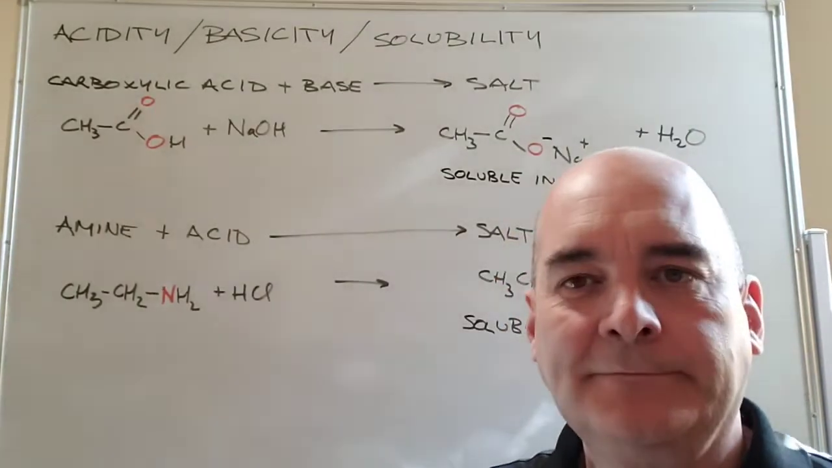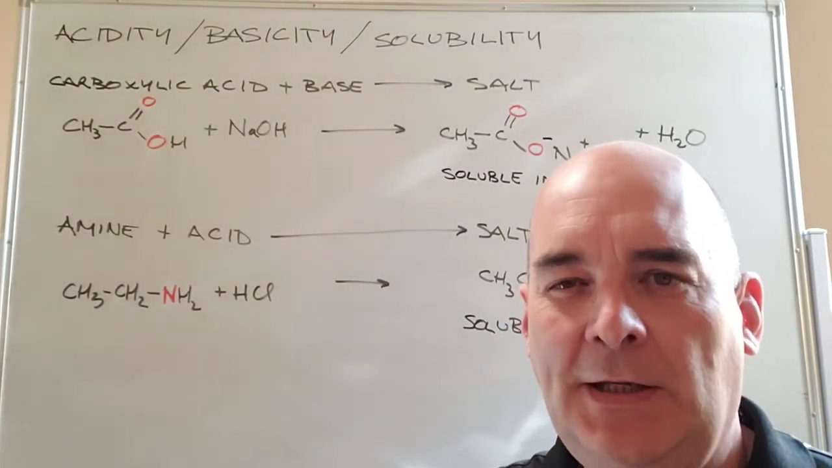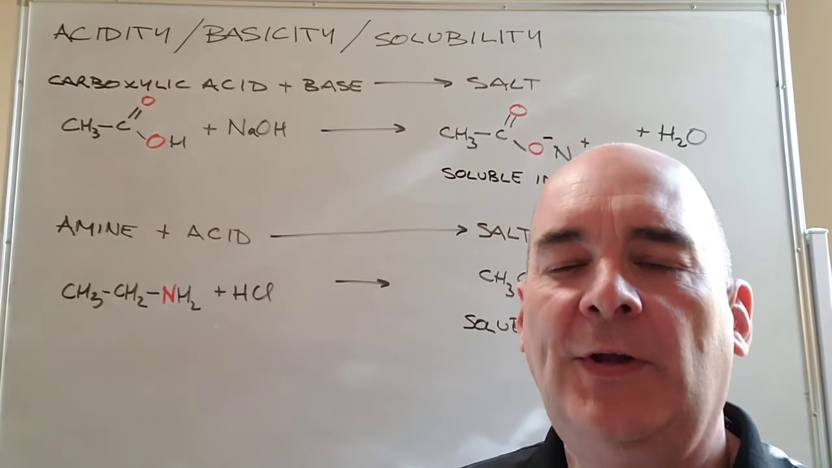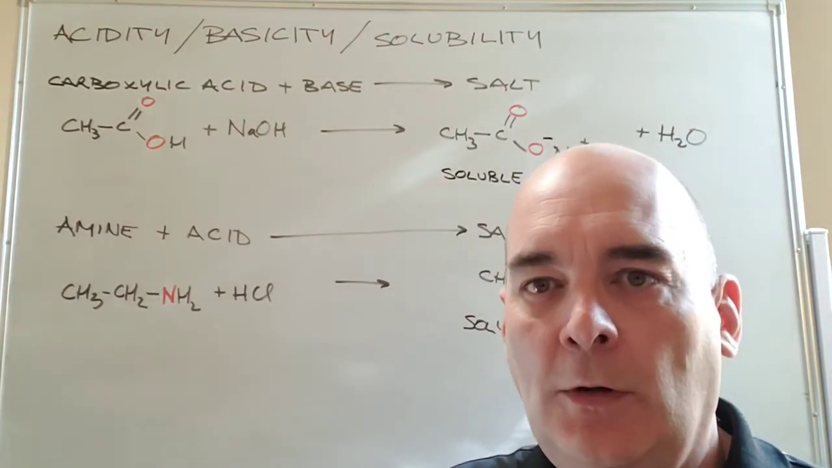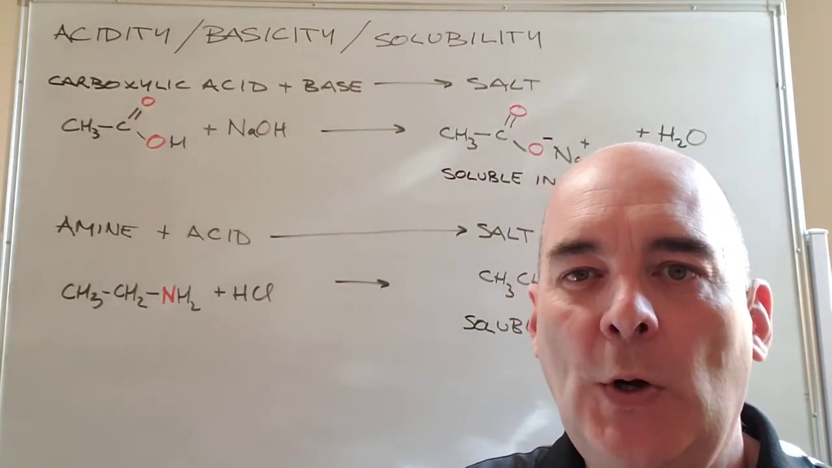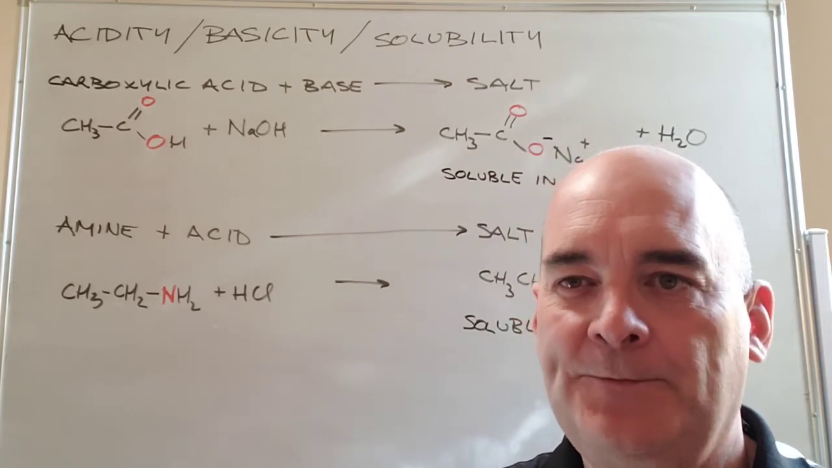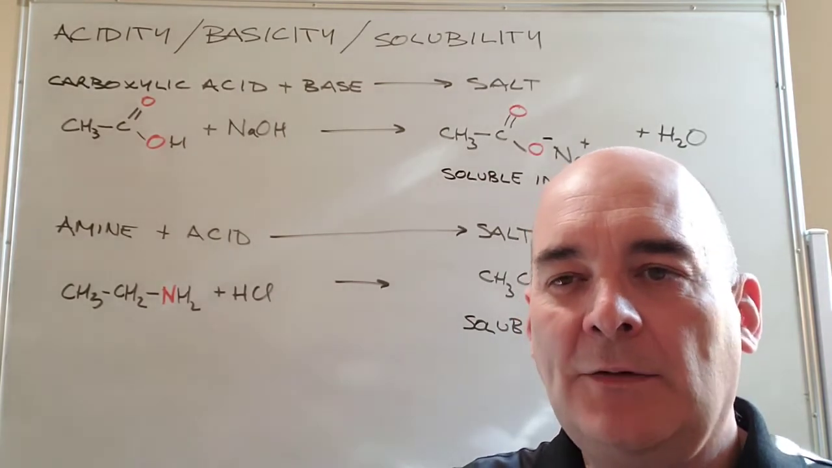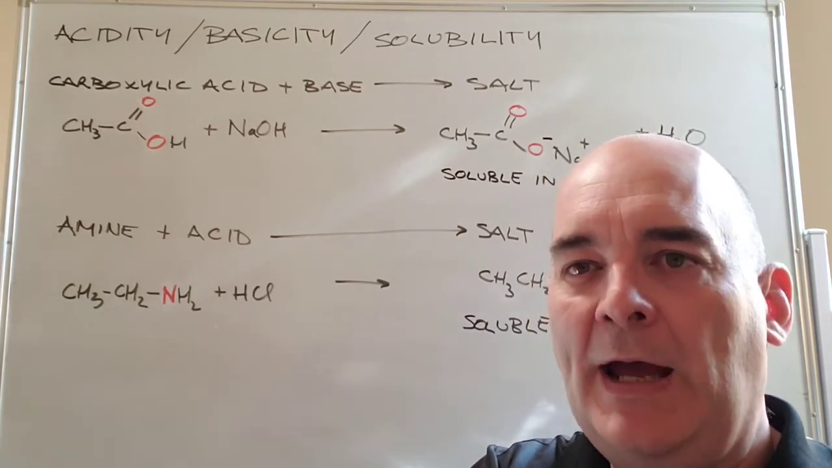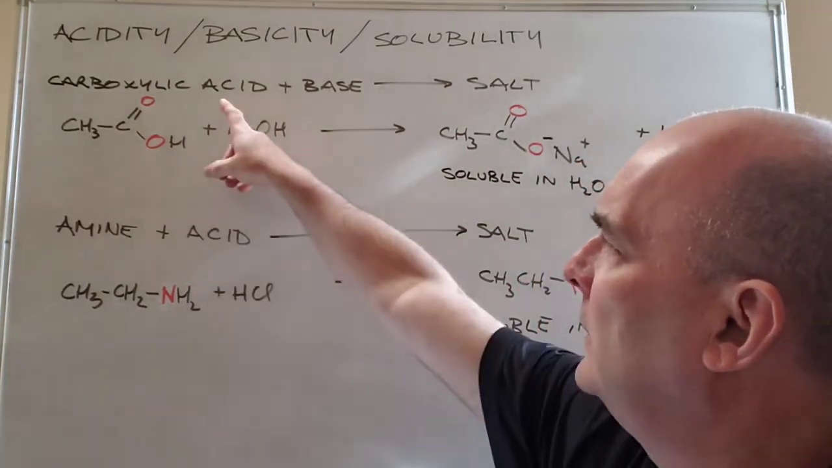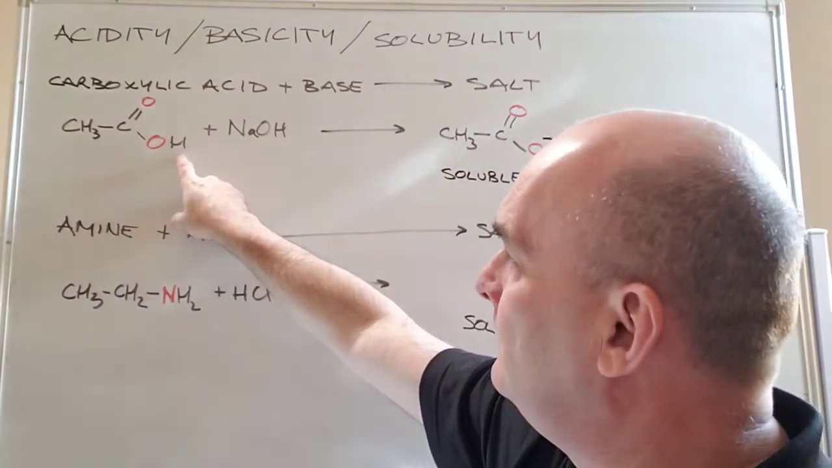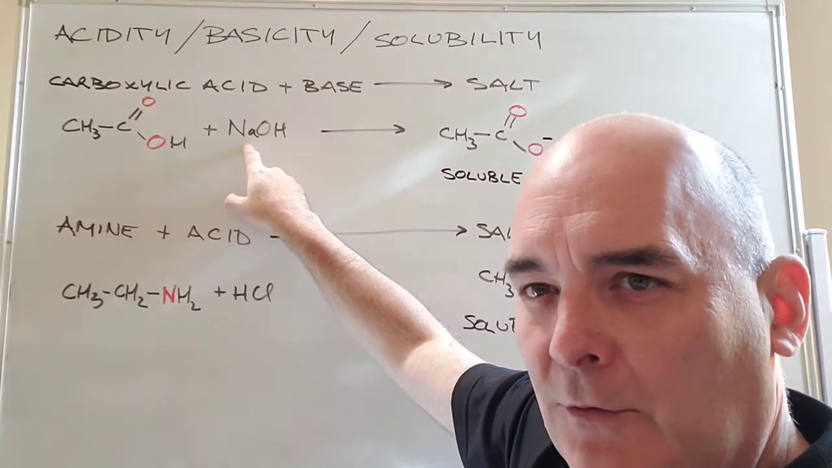Okay, one more thing. We've got to look at some acidity, basicity, and how it relates to solubility. In a previous chapter, we learned that all sodium salts are soluble in water. And we also learned that all ammonium salts are soluble in water. Okay, how can we take the information in this chapter and use that solubility information that we already have and link the two? If we look at carboxylic acids, this is the shape of a carboxylic acid. Hydrogen is in group 1. Sodium is also in group 1.